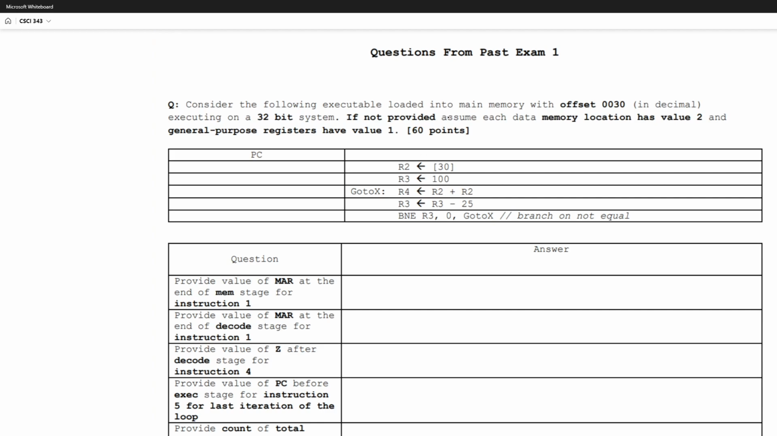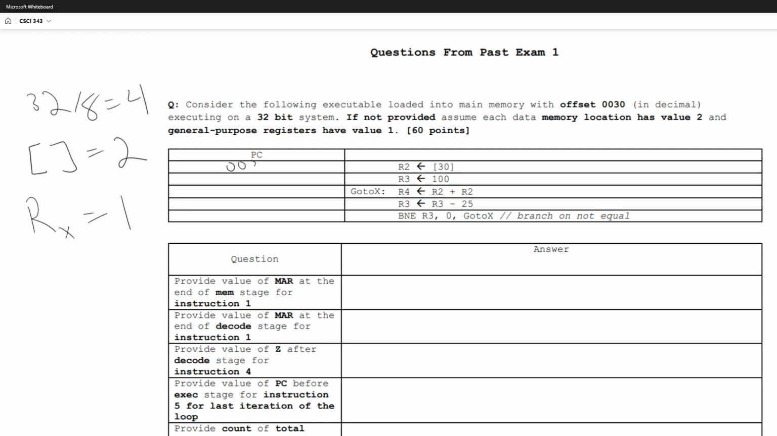Considering the following executable to main memory with offset 030, executing on a 32-bit system. If not provided, assume each data memory location has value 2, and general purpose registers have value 1. So it's 32 divided by 8, which equals 4. All memory locations have a default value of 2, and all registers have a default value of 1.